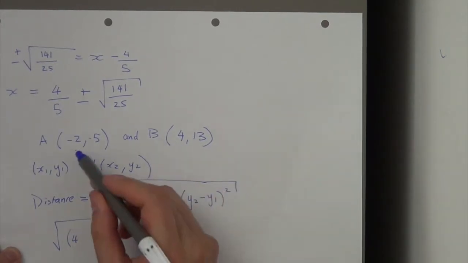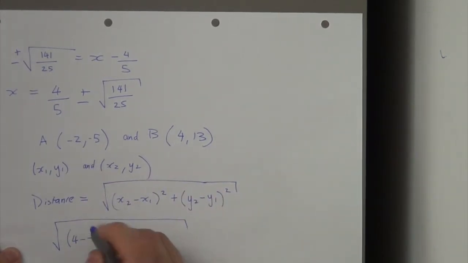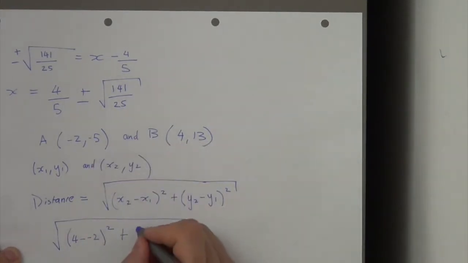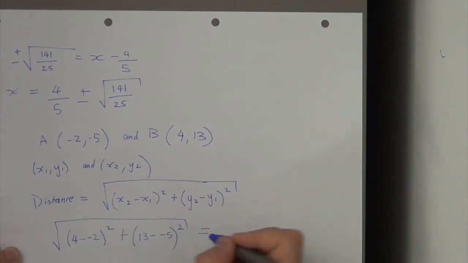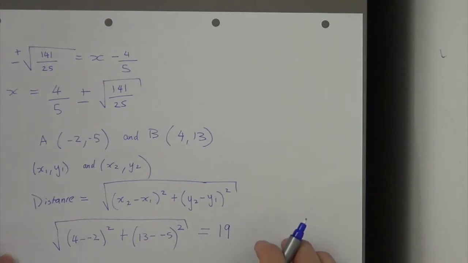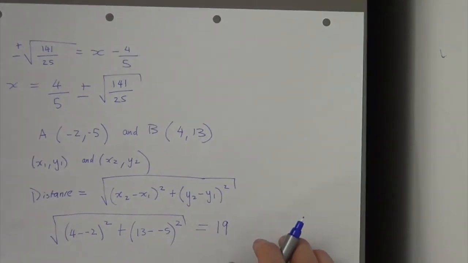4 minus -2, it becomes 6 because they plus. 13 minus -5, they plus together as well. If you did that on your calculator, you would get the distance between those coordinates.